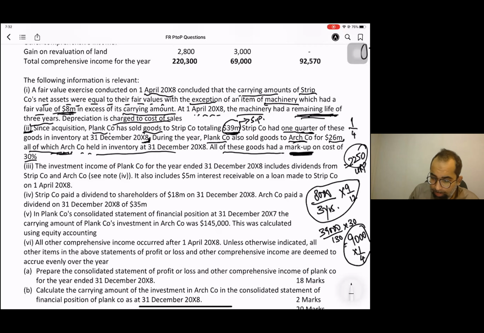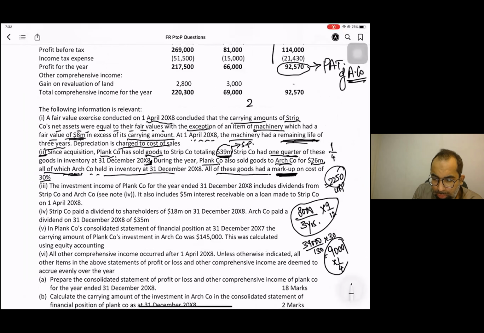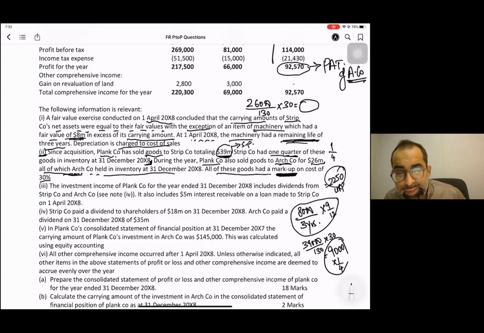Now, how do we calculate profit? You know the rules of markup. 26,000 divided by 130 into 30. This is your complete URP. Do it. 6,000. This is your URP.